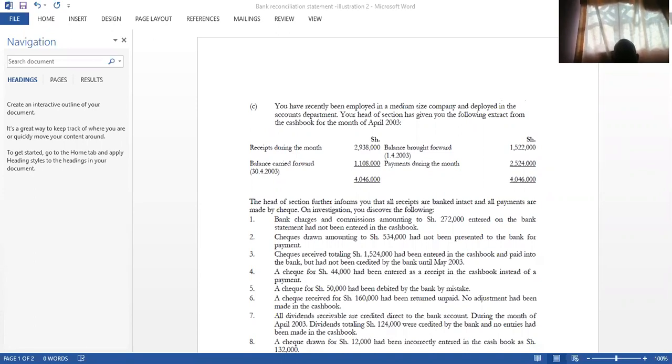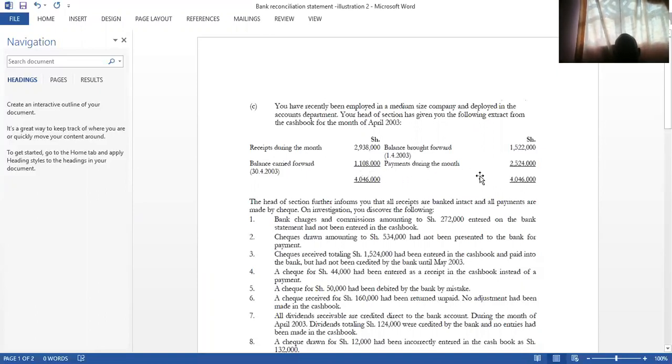There is that question that I posted on your platform, which is saying that you are currently employed in a company and deployed in the accounts department. Your head has given you an extract for the cash book, which is shown here. The receipts during the month totaled 2,938,000. The balance brought forward from the previous year was 1,522,000. Balance carried forward to the next period is 1,108,000.